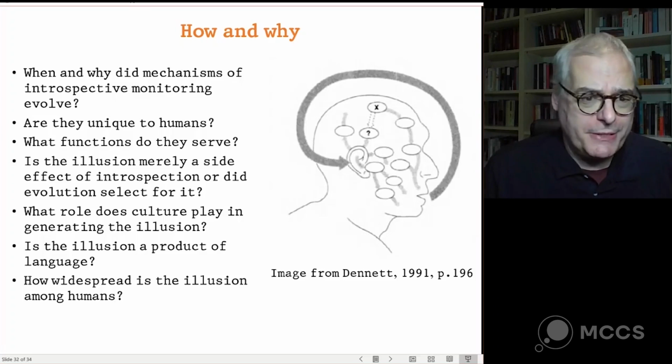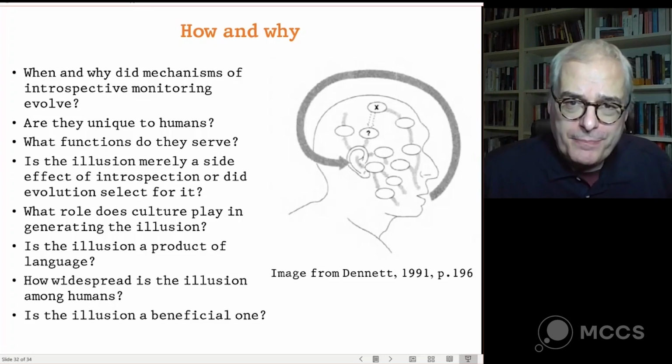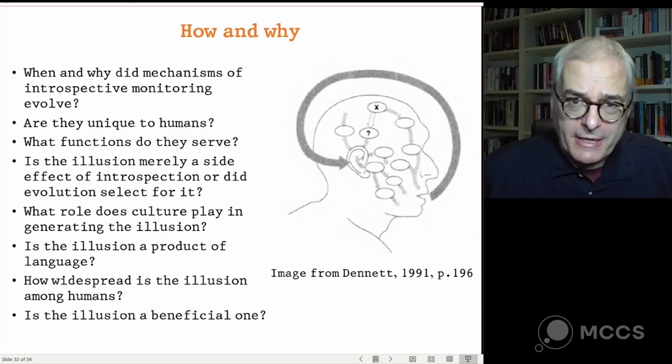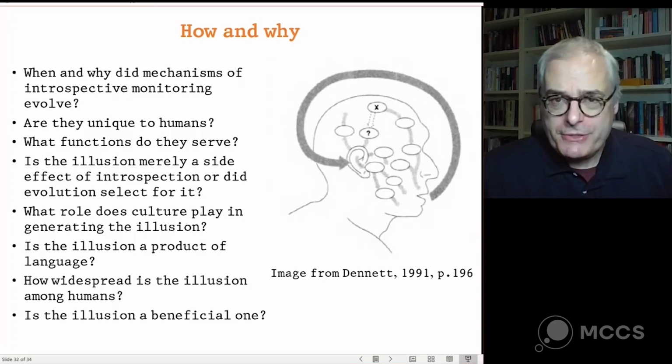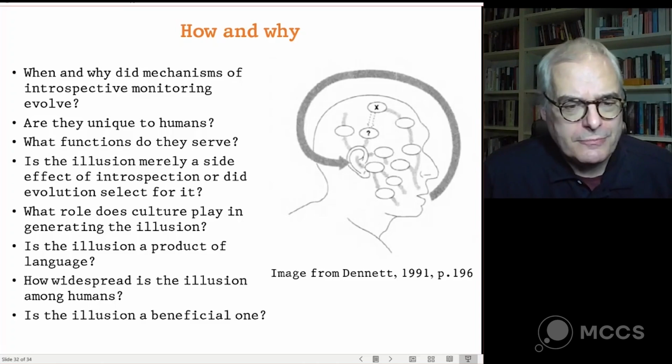Is the illusion a beneficial one? I mentioned Nicholas Humphrey's idea that the illusion is an adaptive one, and that natural selection actually selected for mechanisms that generate it. Even if that's not so, even if the illusion is a cultural product, if it's more like a meme, an idea, a way of thinking, a way of conceptualizing one's own mental life, that is culturally transmitted, we can still ask the same question: is it beneficial, or is it a harmful meme that we should try to get rid of? And there are many more questions here. I'm sure you can think of many more for yourself.